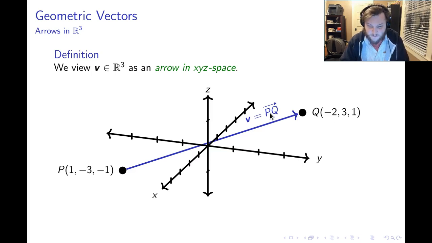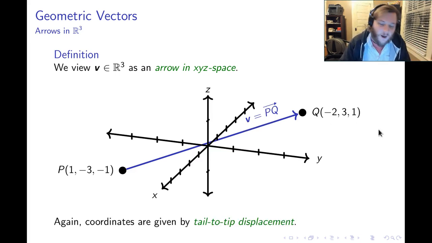Again, we use the same notation. P is the tail here, and Q is the tip. So it's appropriate to write v equals PQ with an arrow on top. And again, to find coordinates, we use tail to tip displacement. So this is exactly how the situation works in 2 dimensions, except we have a third coordinate to account for.